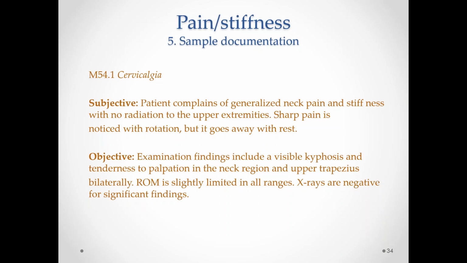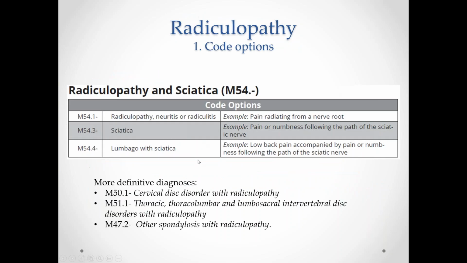In the objective findings, I have very little to say. If I had more to say, I'd find a better diagnosis. So all I have here is some postural stuff and some muscles that are a little bit tender, and range of motion is a little bit limited. X-rays don't show anything like degeneration or anything more interesting. So that's the documentation for cervicalgia, very basic. It's basically saying the patient told me they hurt and I have very little in the way of other findings.